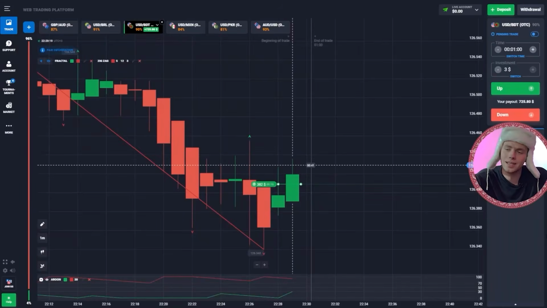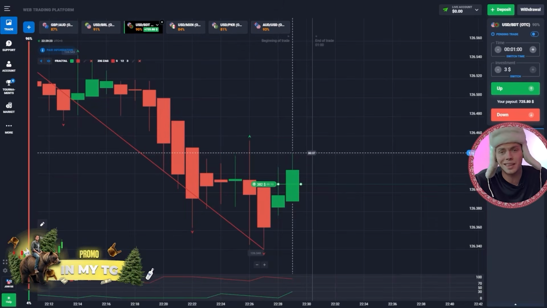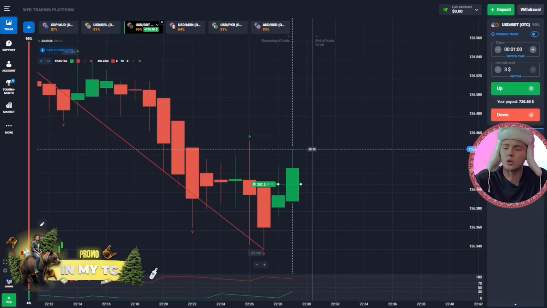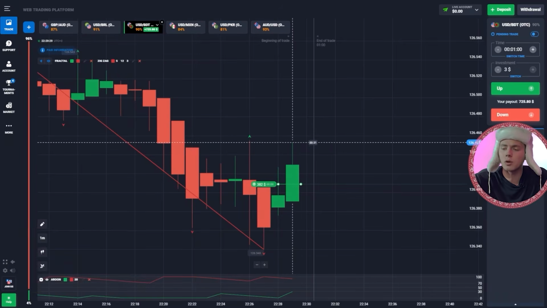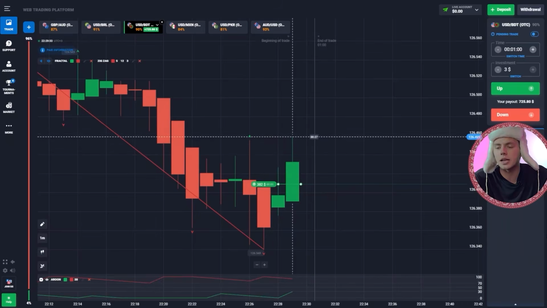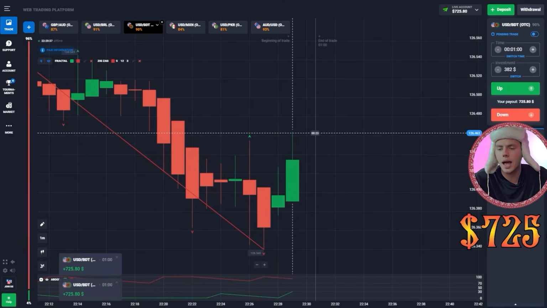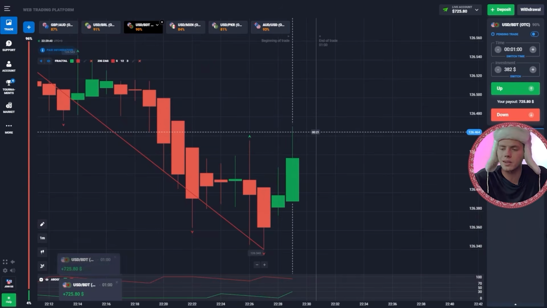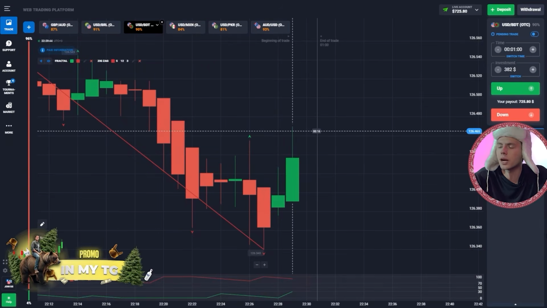And here, as I told you guys, we already have another green candle forming at the moment. If you take a look at the Aroon, it was actually the moment at 22-28 when the trend started to change. So we have this green line starting to grow and the red line starting to fall, and we got the trade closed with plus profits. We have already 725 on our balance.